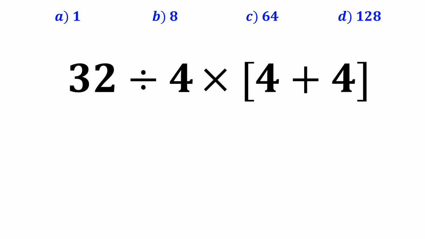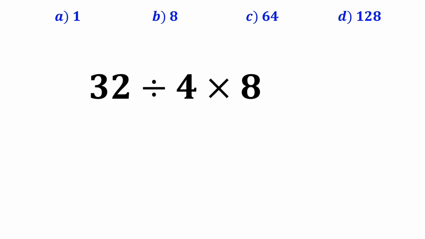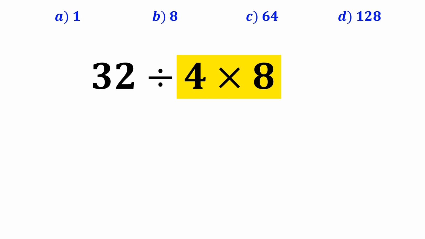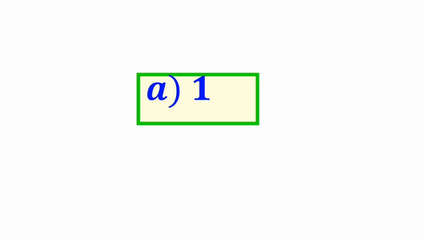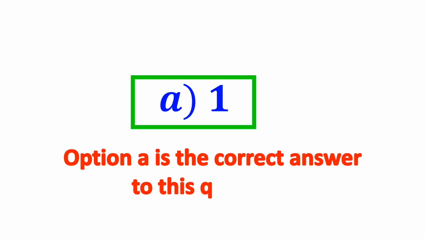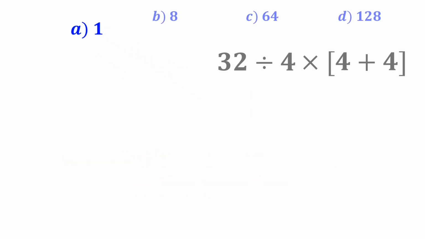In the first step, most people start by solving the expression inside the brackets and replace it with 32 divided by 4 times 8. In the next step, they go for the multiplication between 4 and 8 and replace this expression with 32 divided by 32, which finally gives them the answer 1. And immediately they say that option A is the correct answer to this question. But it's completely wrong. Now let me explain step by step how we should solve this question.